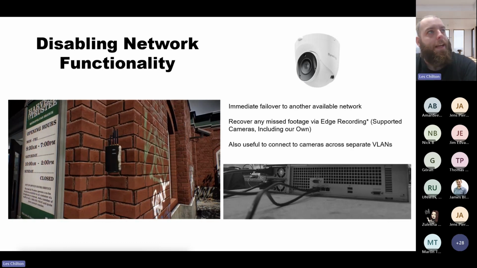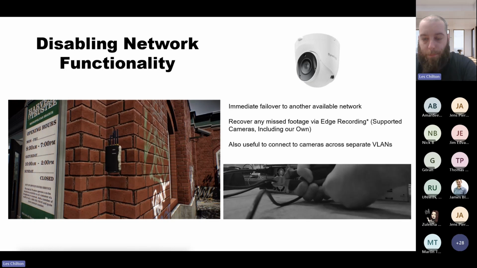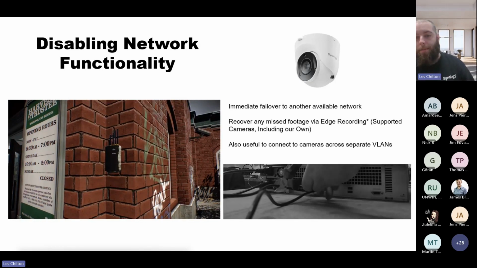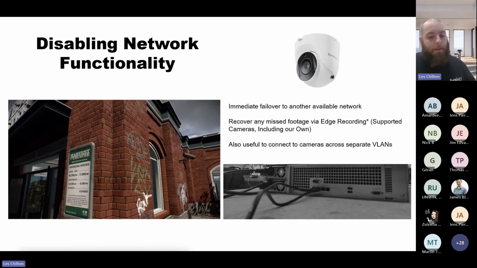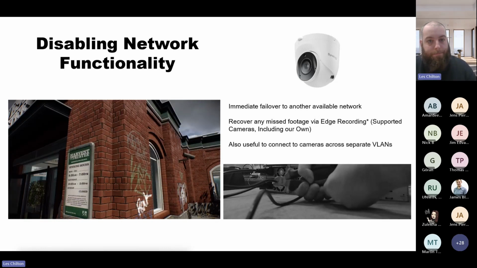Just a little bonus feature here, having multiple network points on it means as well, if you want to use different subnets for cameras to make it more difficult to take them all down in one go, or just for security purposes, you can use this as a way to connect to multiple different network environments and connect to cameras across multiple subnets.